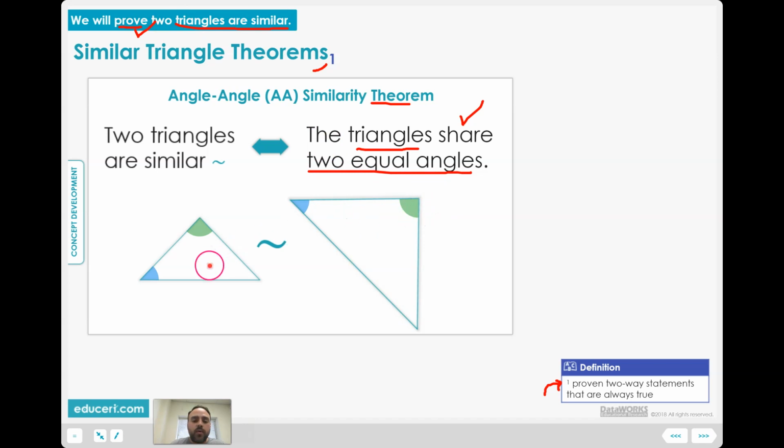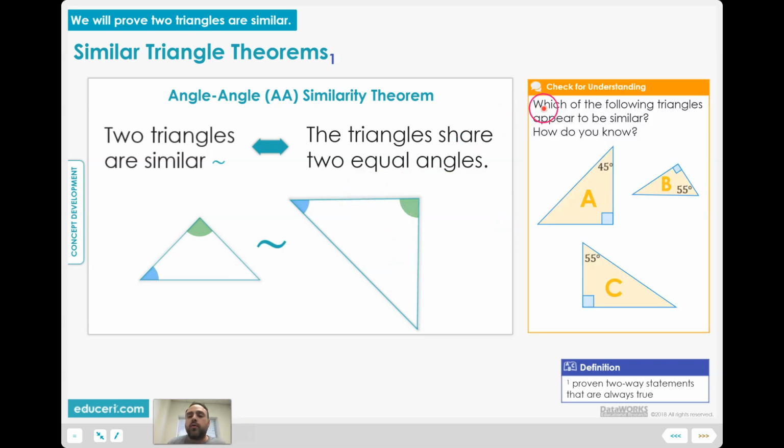In this example, this first triangle I'll label A, and the second triangle I'll label B. Triangle A is smaller than triangle B. Triangle A has been rotated. The blue angle of triangle A is equal to the blue angle of triangle B, and the green angle of triangle A is equal to the green angle of triangle B.